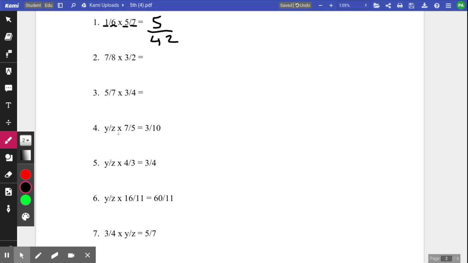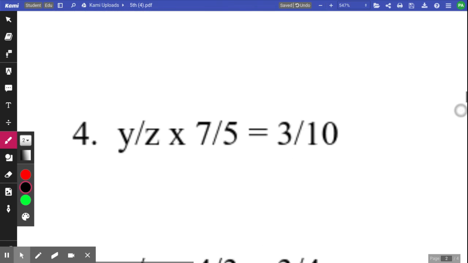So we see 4, 5, 6, 7, and on, we see letters or variables. So we need to find what that variable is in order for this equation to be true. So let's try to find it. y over z multiplied by 7 over 5 equals 3/10.